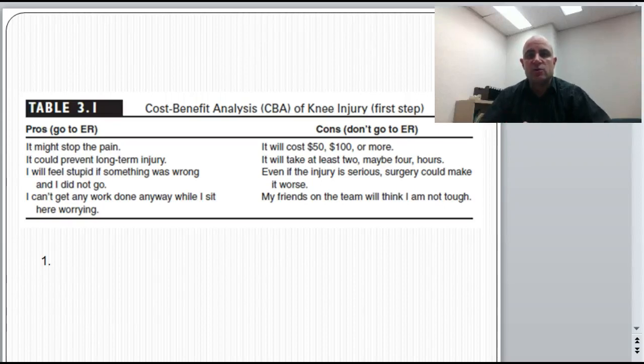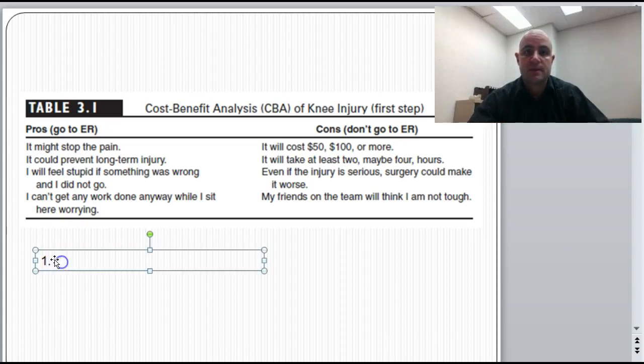So let's look at how you actually do a cost-benefit analysis. Basically, there are 4 steps in performing a CBA, cost-benefit analysis. So step 1, you need to define the problem or question.